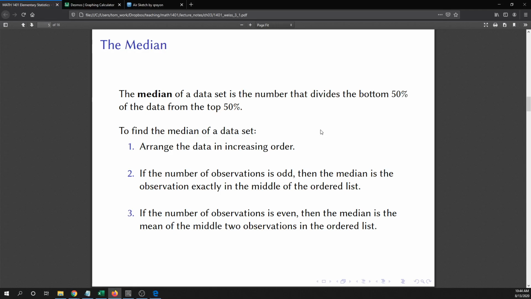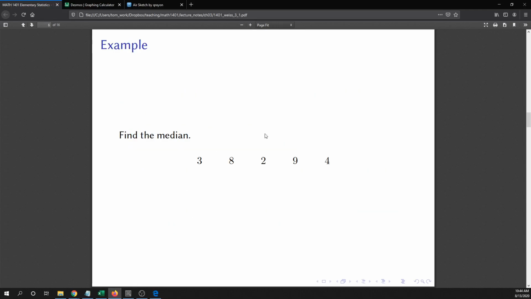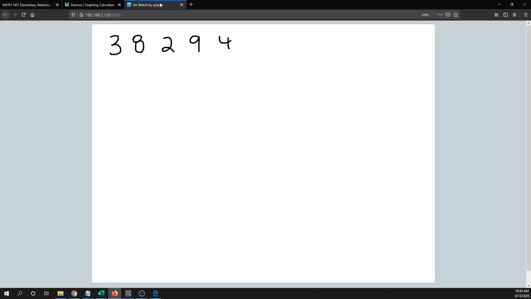All right. So let's take a look at an example of how to do this. Okay, so let me write down these numbers. So we have 3, 8, 2, 9, and 4. The very first thing that we need to do is to put these in increasing order. So 2 would come first, then a 3, then a 4, then an 8, and then a 9. So put these observations in order.